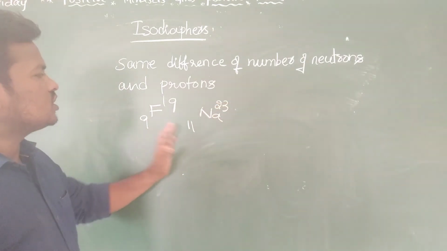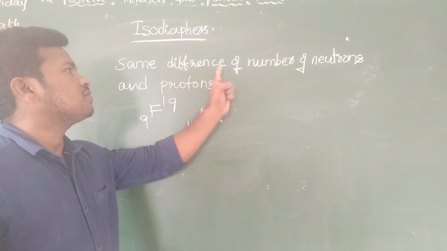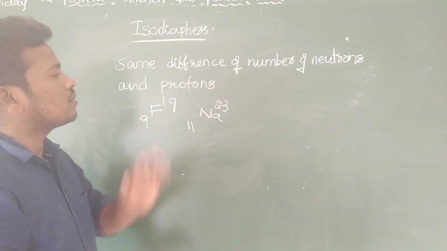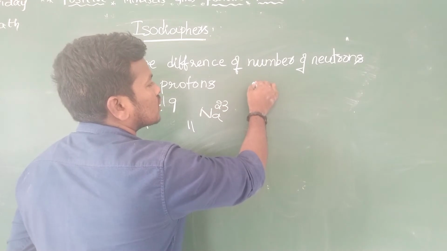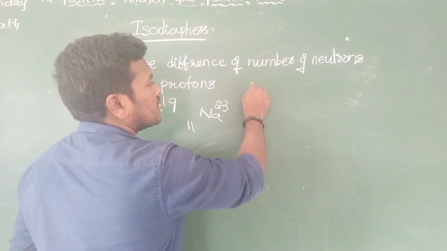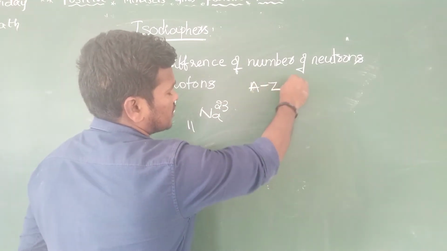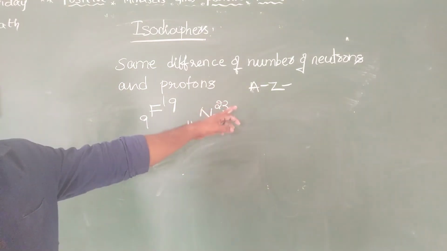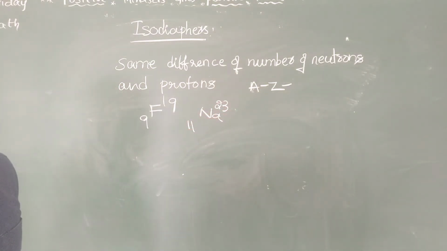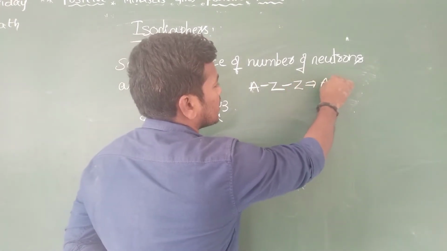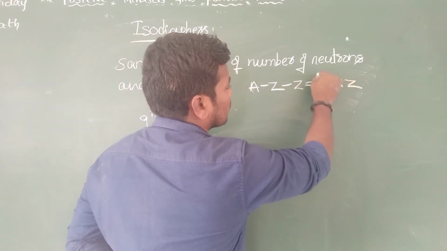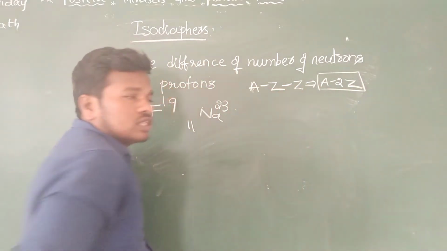So here, in these two atoms, the same difference between the number of neutrons and the number of protons will be there. The number of neutrons is calculated as A minus Z, and the number of protons is Z. So you can write the difference as A minus 2Z, and this A minus 2Z value will be different for different species.